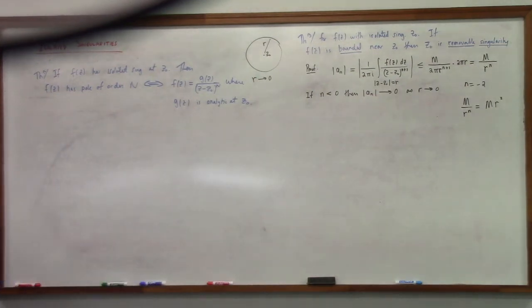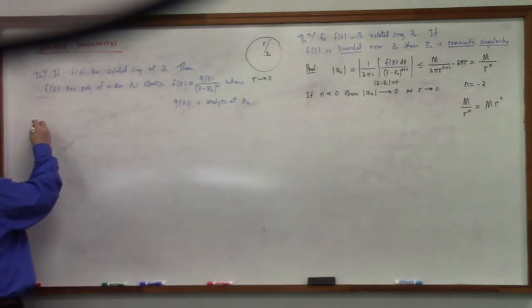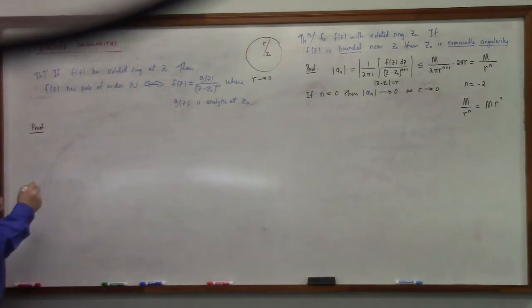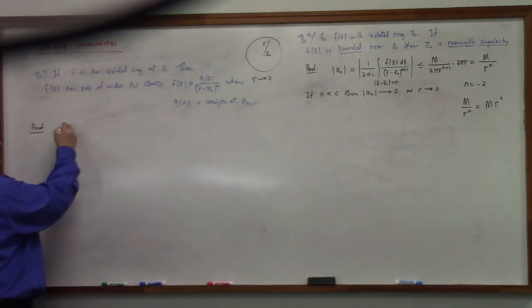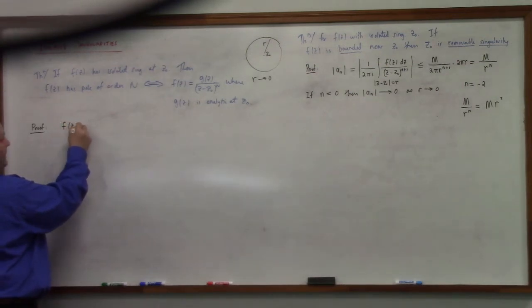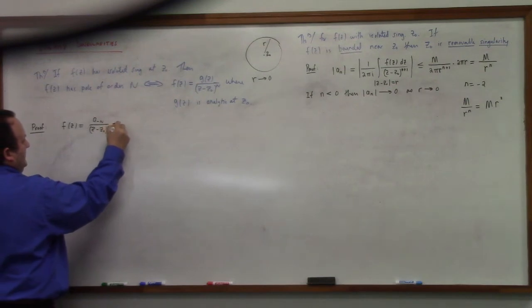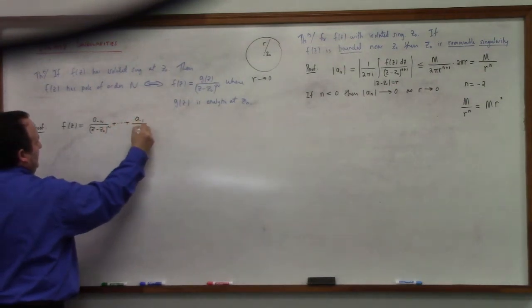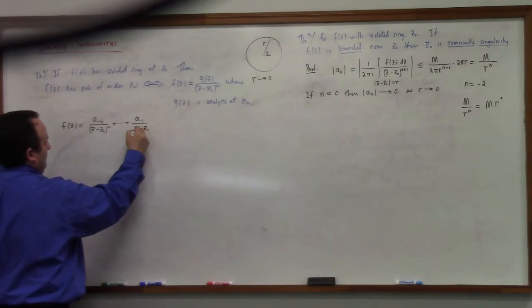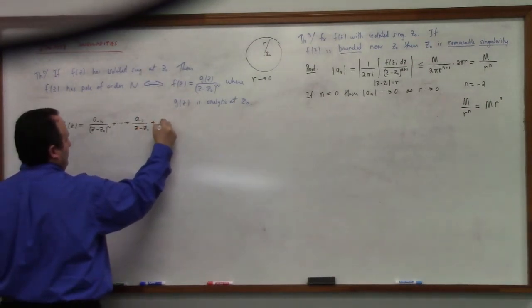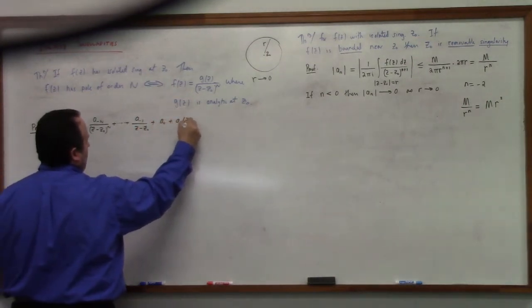And so the proof of this is actually pretty nice. So f of z is a pole of order n, right? What does that mean? That means f of z is equal to a sub minus n over (z minus z naught) to the n, plus dot dot dot, plus a sub minus 1 over z minus z naught, plus a0, plus a1 (z minus z naught), etc.